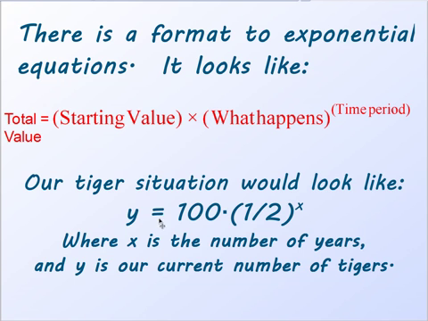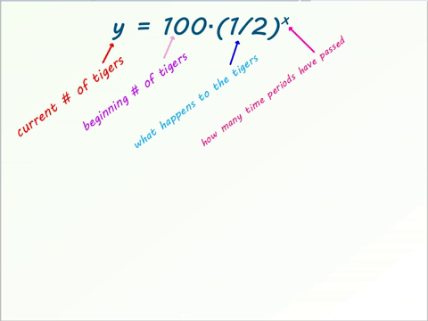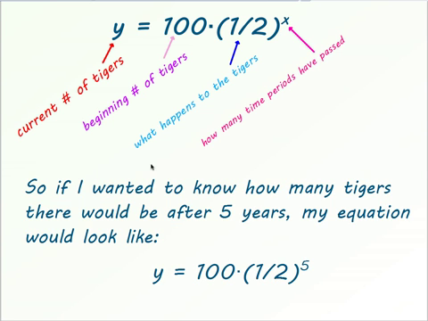So our tiger situation would look like y, which would be our ending value, equals 100 tigers that we started with, times one half, because their population's getting cut in half every time a time period passes, and x would be the number of years that have passed. So if I wanted to know, for instance, how many tigers there would be after 5 years, my equation would look exactly the same, but now the time periods that have passed would be 5.